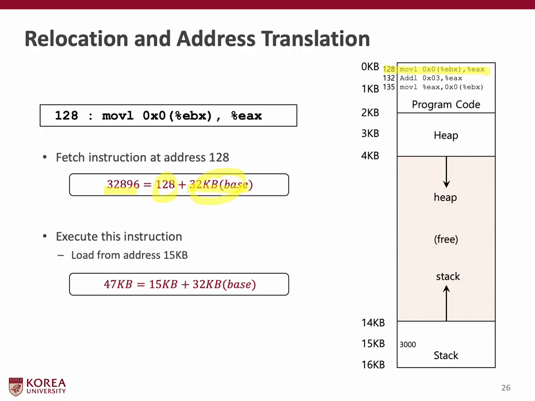And when executing the first instruction, it loads data from virtual address 15 kilobyte. Then this address value becomes 47 kilobyte in physical memory after adding the same 32 kilobyte base. This is how the MMU performs both relocation and translation dynamically.